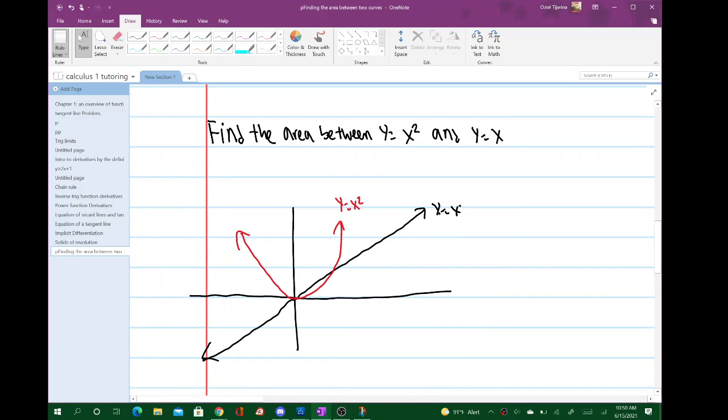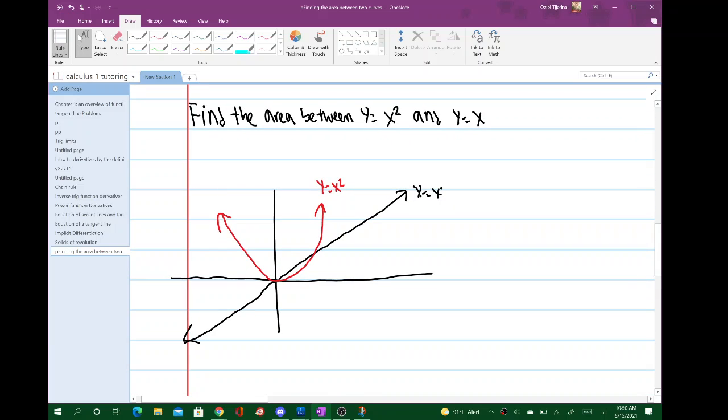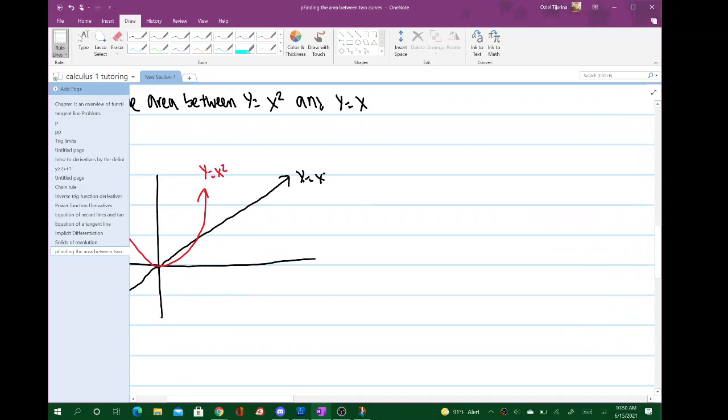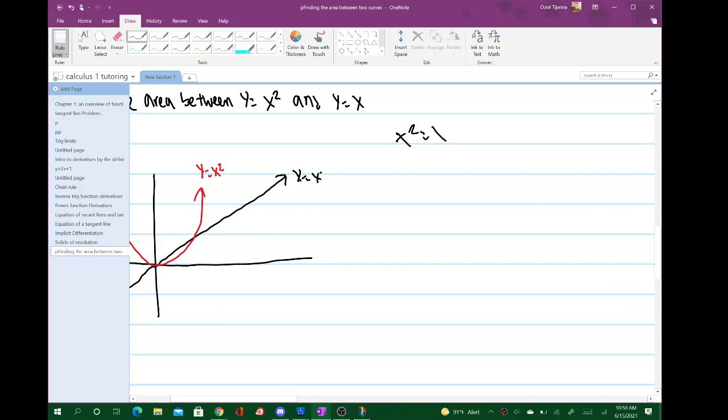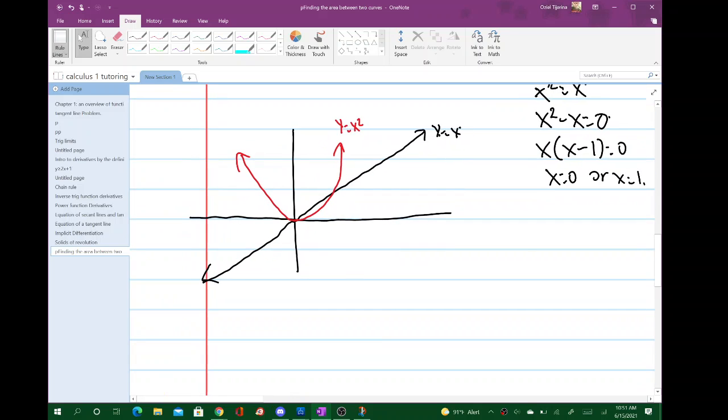So if we want to find the area between these two curves, if we set both equal to each other, x squared equals x, we can find the point of intersection. So x squared minus x equals 0. So that means that x times the quantity x minus 1 equals 0. So then we have x equals 0 or x equals 1. So those are the points of intersection: 1, 1, and 0, 0.